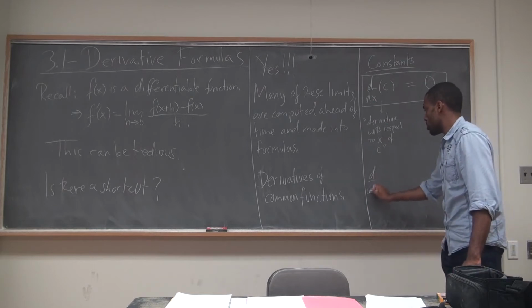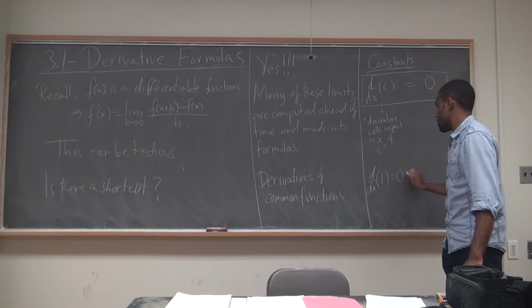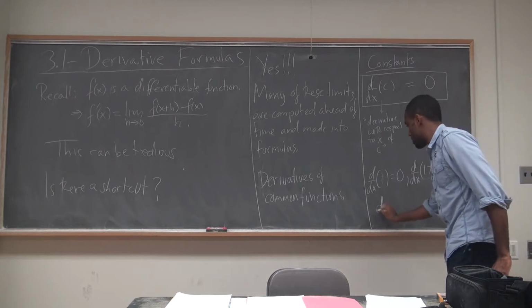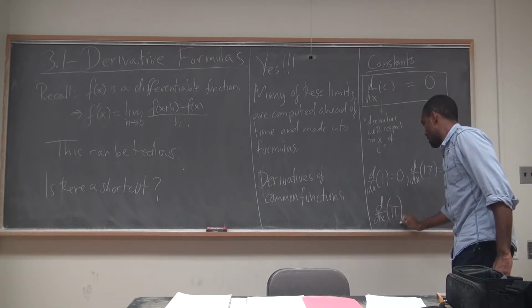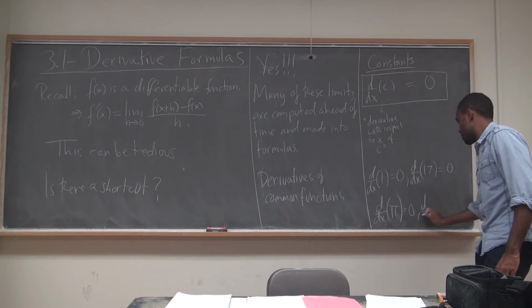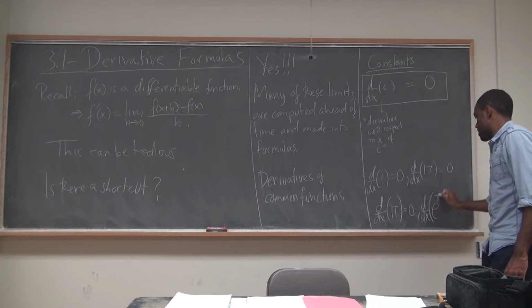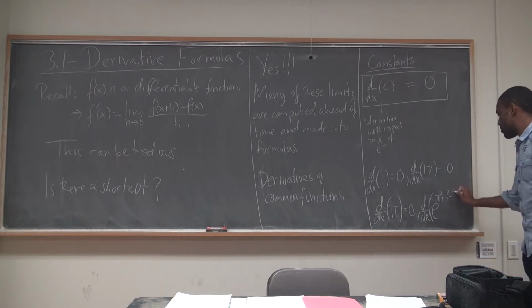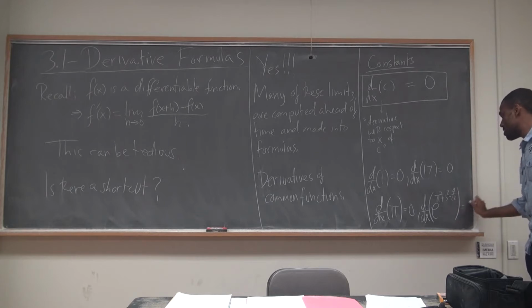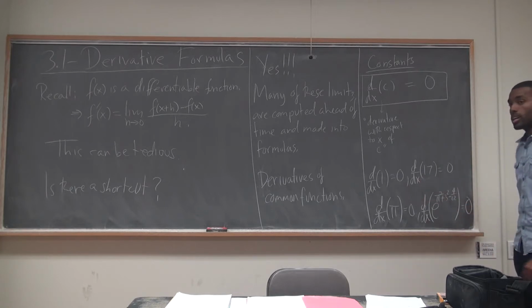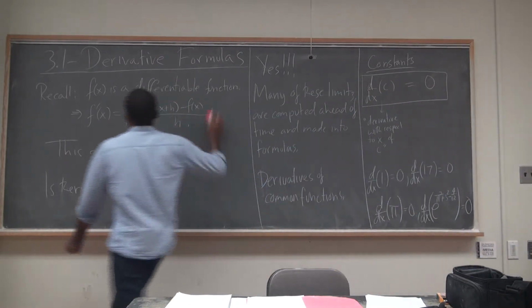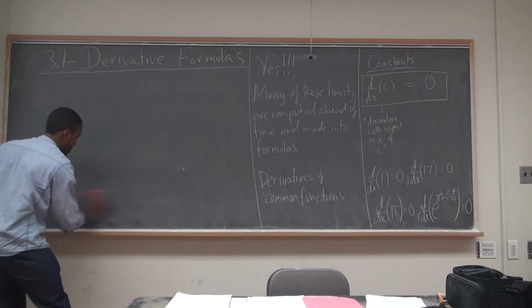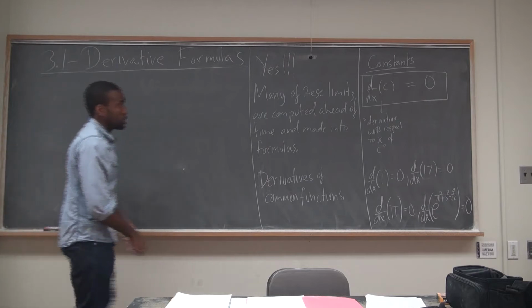So if I say, what's the derivative of 1? Well, the answer is 0. What's the derivative of 17? Well, the answer is 0. What's the derivative of pi? Well, the answer is 0. What's the derivative of e to the pi squared plus 3 to the second minus 4 over 1.2? Well, it's 0 because it's a constant. Derivative of any constant will always be 0.